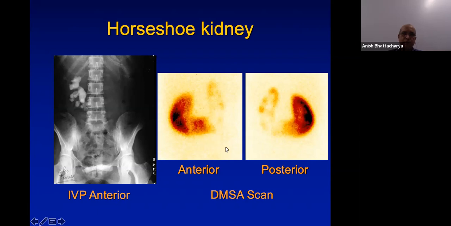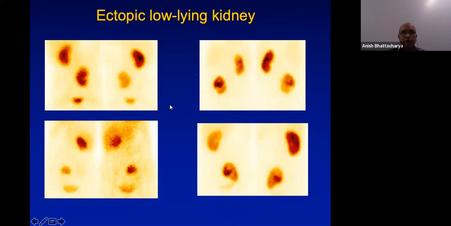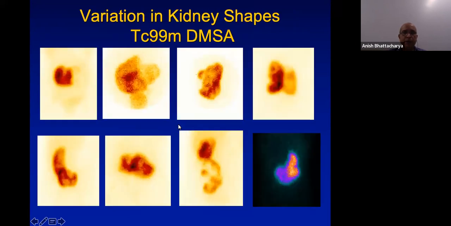So DMSA scans are very useful when it comes to evaluation of the function of the isthmus and any hydronephrotic moiety here. You can get a variety of horseshoe kidneys. These are the different shapes that we have seen on some DMSA scans. You can also use the DMSA scan to identify ectopic low-lying kidneys, different positions of the kidneys, and variation in the kidney shapes using DMSA, fused ectopic kidneys, pancake kidneys, J-shaped or L-shaped back-to-back kidneys, a whole variety.